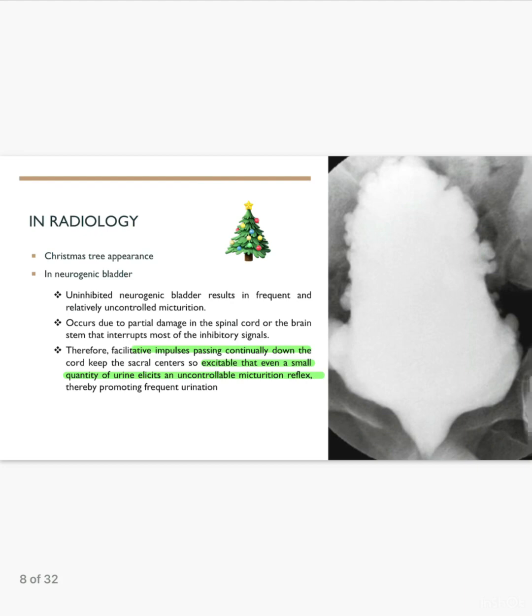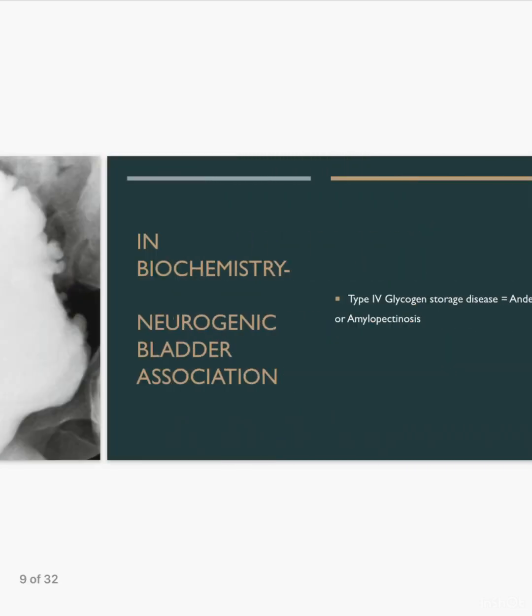Now coming on to the radiology. If you see this appearance, guys, this is the Christmas tree appearance that is seen in your neurogenic bladder. What happens in a neurogenic bladder is that the bladder becomes extremely excitable. Even a small amount of urine collecting there will elicit the uncontrollable micturition reflex. As a result, the patient will have frequent micturition. Again an important point to know.